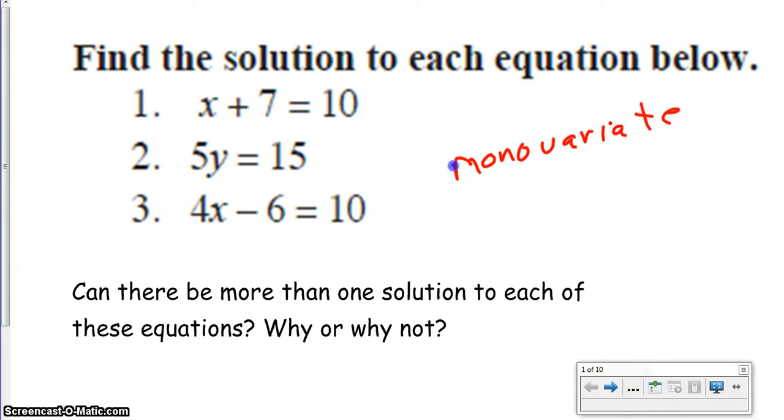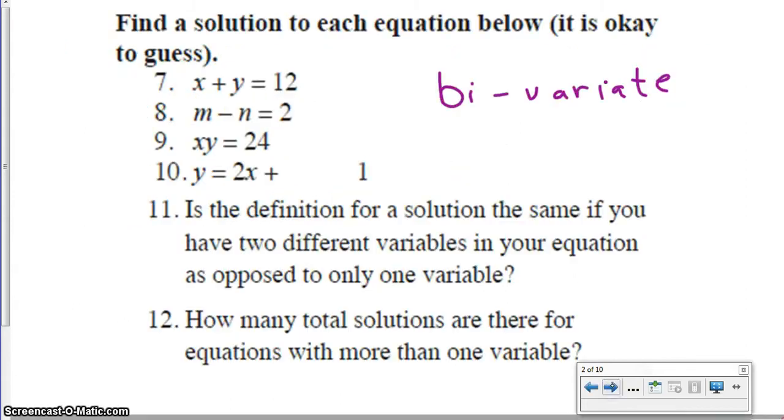Okay? Now let's take a look at something else though. What happens when I give you this? x plus y equals 12, m minus n equals 2, x times y equals 24, and y equals 2x plus 1. Notice that this is bivariate. Bivariate means you have two different variables. So is the solution the same if you have two variables instead of just one variable?